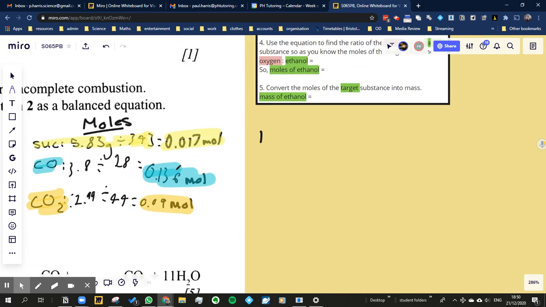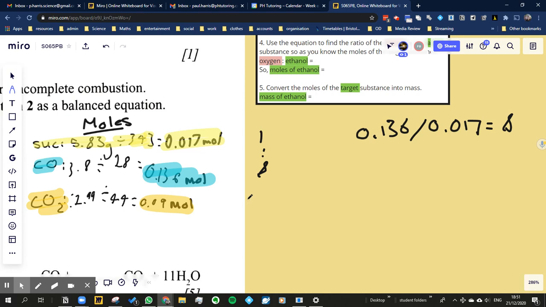So we want to see how many times 0.017 fits into 0.136. To do that, we just go 0.136 divided by 0.017. And when you do that, you get the answer 8. So far, it's going to be 1 to 8. And then we do the same here. How many times does 0.017 fit into 0.09? So now we go 0.09 divided by 0.017. It gives us the number 5.3.